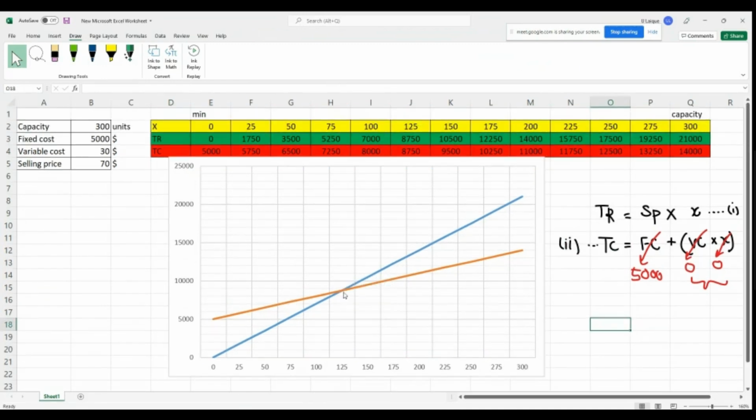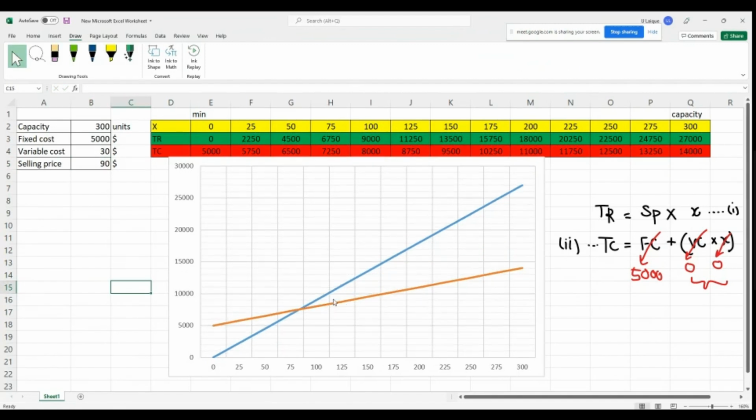Now observe, if I change the selling price, suppose I increase the selling price, you'll notice that when I increase the selling price, this break-even line will shift towards the origin. So it's something like this. If I make it 90, see, before the break-even point was somewhere here at 125. Now the break-even has basically shifted right here.